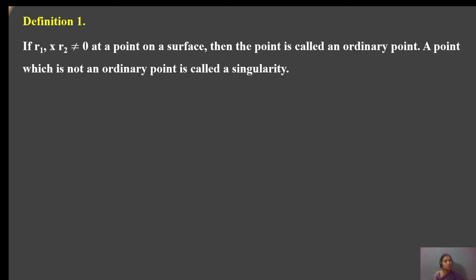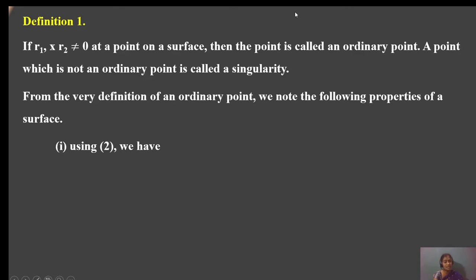What is meant here: r1 cross r2 not equal to 0 means the value is nonzero, and this is called an ordinary point. If the value is 0, this is called a singularity. This is the definition. It is an important concept to be clear about, the definition of ordinary point as well as singularity.